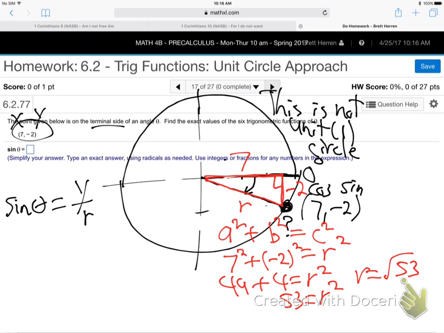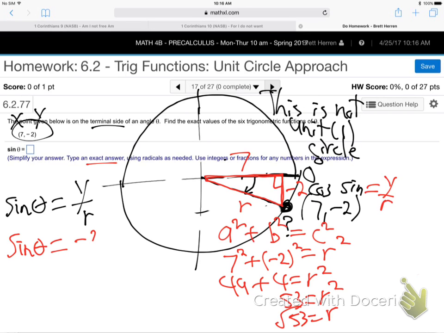Whoops, I'm off screen. Put it down here maybe. So r, the radius, is the root of 53. Well, they want an exact answer. Oh yeah, so we can't leave a root in the bottom. So let's go back over here. Sine is going to be y over r, so it's -2 over the root of 53. But we can't leave the root in the bottom, so we've got to clean that up.